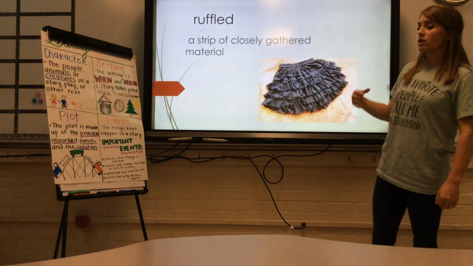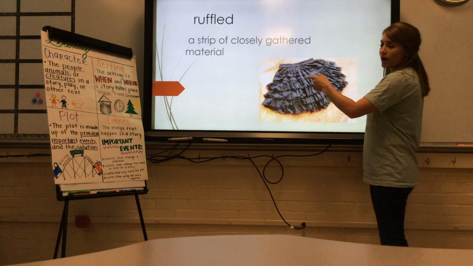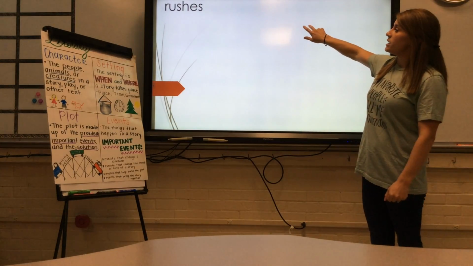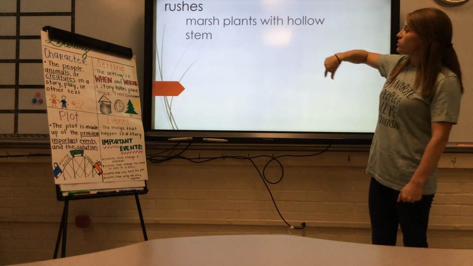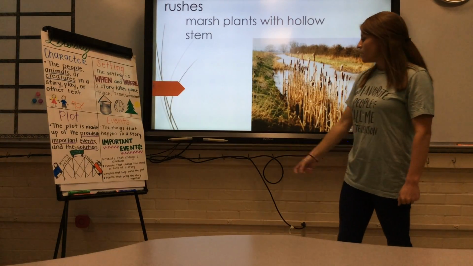Ruffled is a strip of closely gathered material like the skirt, and it almost gives it a ripple or a wavy effect, so that's ruffled. Rushes are marsh plants with hollow stems, and they look like this.